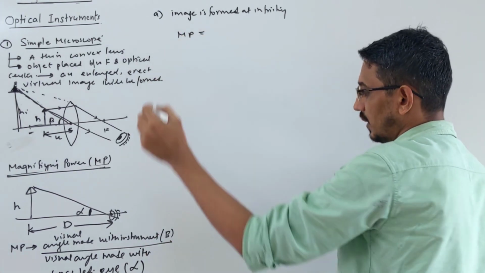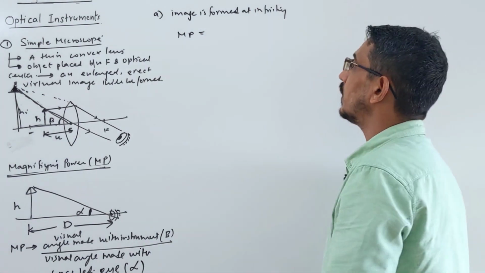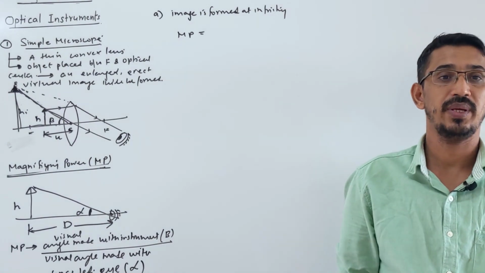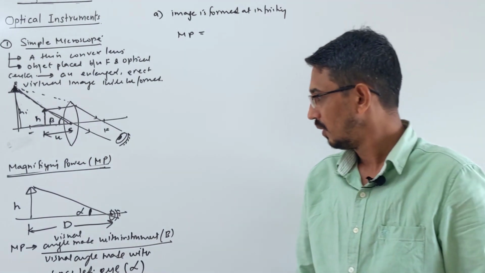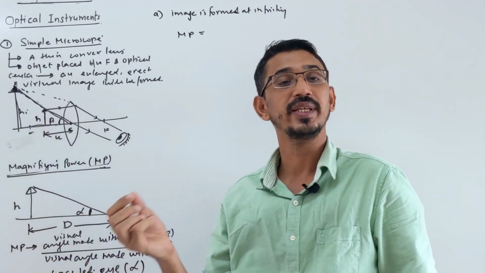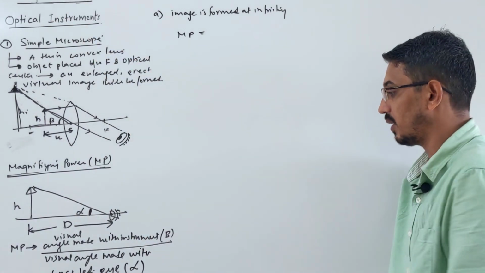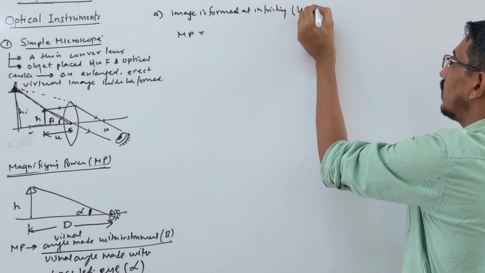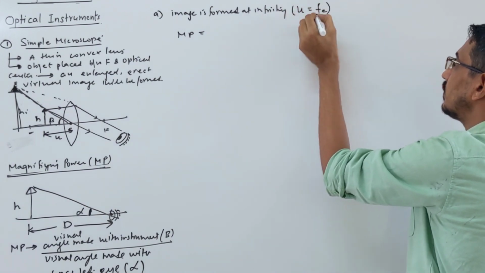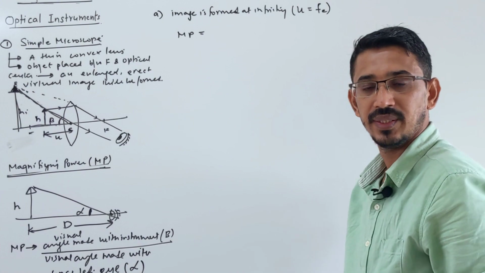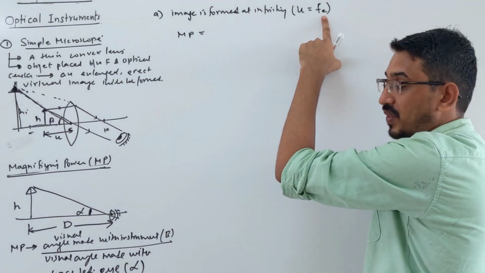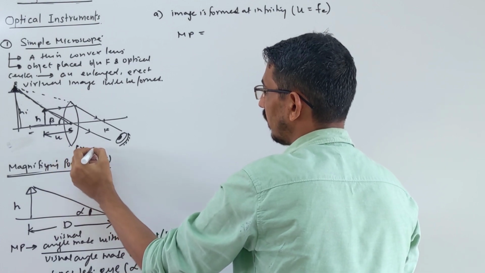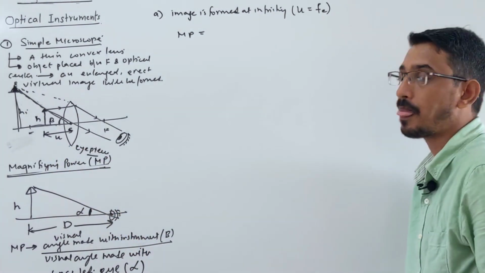What is the formula? This is the formula, D by u. So the image is formed at infinity. Image formed at infinity means where is the object placed? Obviously it should be placed at the focus. When you put your object at the focus, you know the image is formed at infinity. In this case, your object distance will be equal to Fe, the focal length. I am writing Fe, E means eyepiece. This lens close to the eye is called the eyepiece.